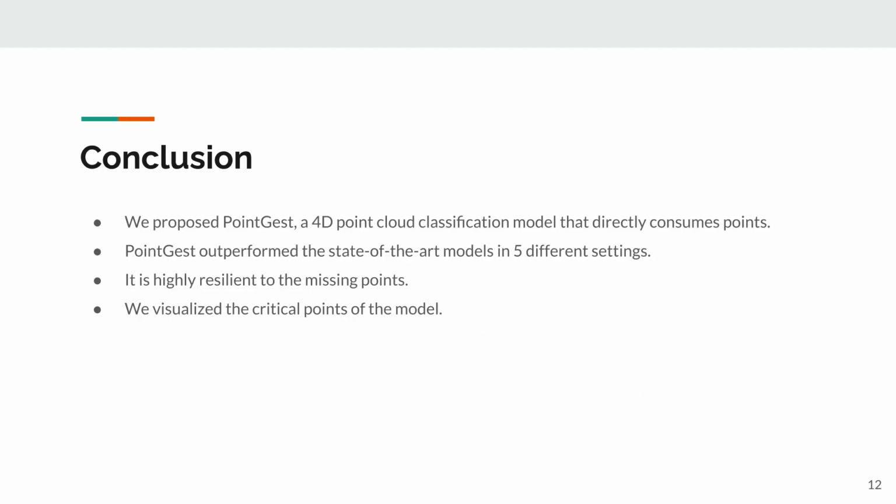To wrap up the presentation, we summarize the most important points in the paper. We propose a neural network architecture called PointGest to directly consume 4D point clouds to recognize gestures. We showed that PointGest outperformed the state-of-the-art models in 5 different settings with either subject-dependent or subject-independent data splits. We also analyzed the effect of the number of frames and the effect of the number of points in each frame on the overall accuracy of the system. And we visualized the critical point clouds to show that the model is highly resilient to the missing points.